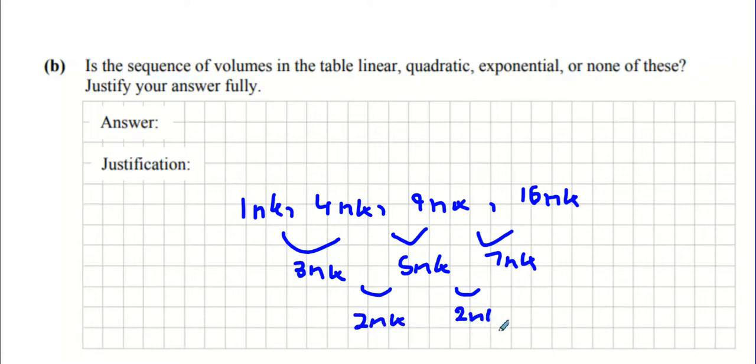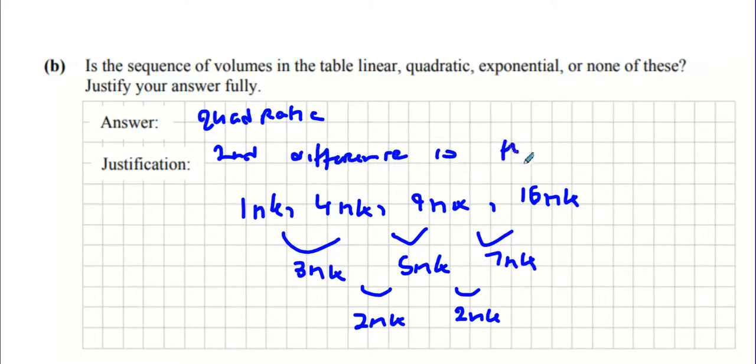and 2 pi k. So this means it's a quadratic, and the reason being is the second difference is the same, or the differences of the differences.